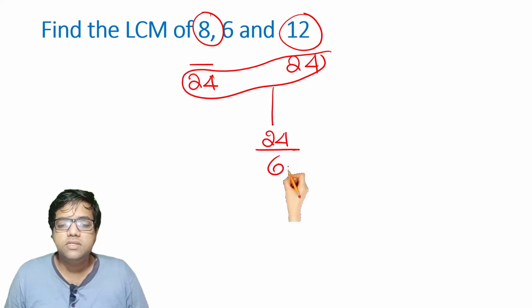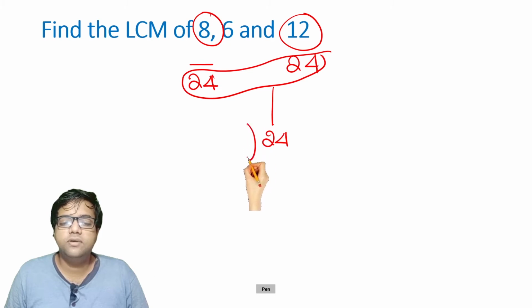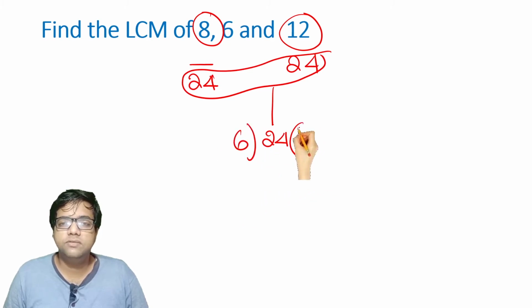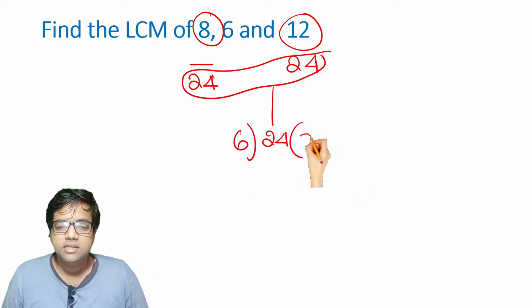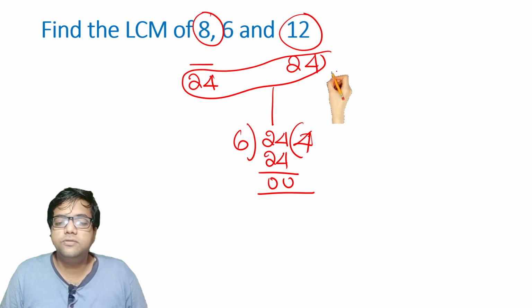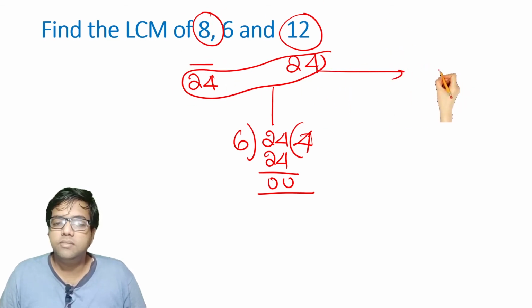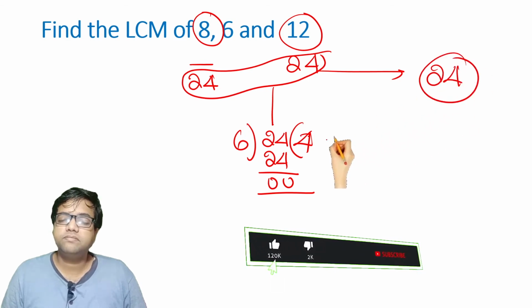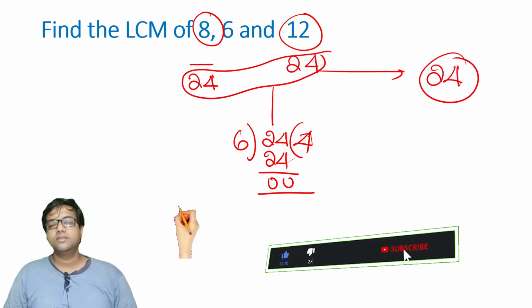Is 24 divisible by 6? 6 4s are 24. So you get remainder zero. Therefore, the LCM of all the 3 numbers is going to be 24 itself.